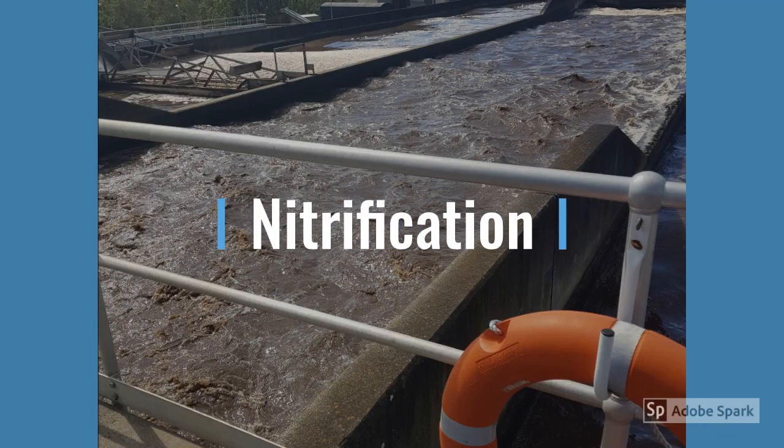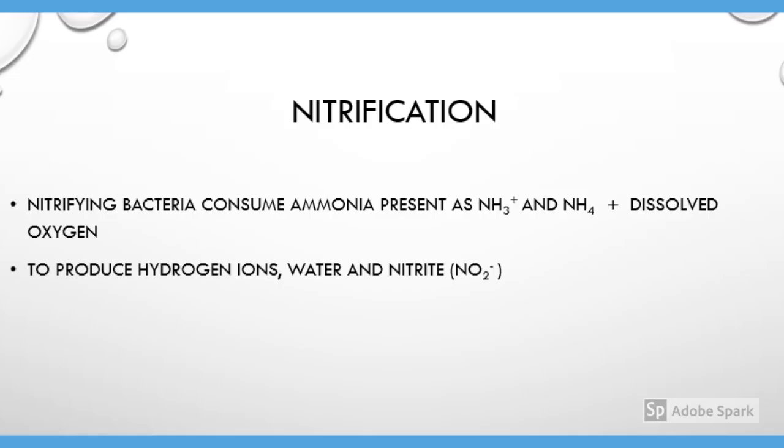Nitrifying bacteria grown in the aerobic zone are the first step in this process. Nitrifying bacteria consume ammonia present as NH3+ and NH4 along with the dissolved oxygen to produce hydrogen ions, water, and nitrite. The second part of nitrification involves differing bacteria, which consume nitrite produced in the first step along with oxygen to produce nitrate. Aerobic bacteria also require a source of non-organic carbon to feed on to effectively grow and are referred to as autotrophic.